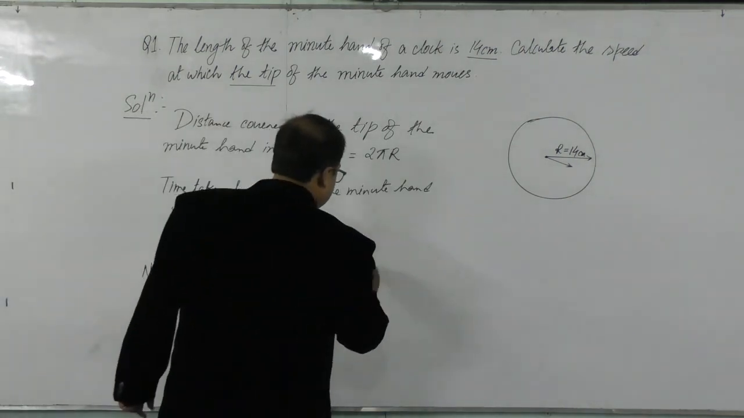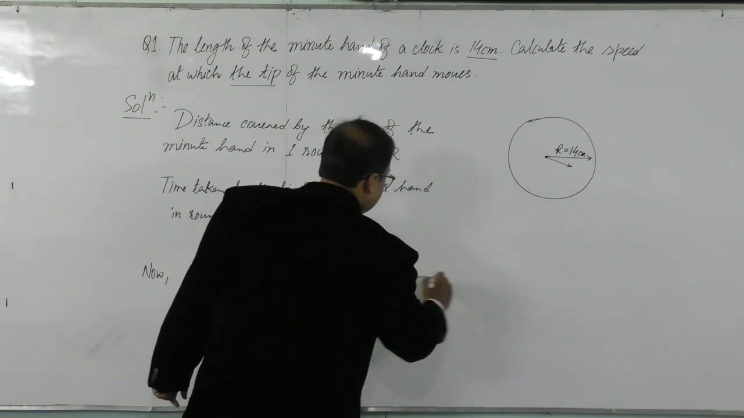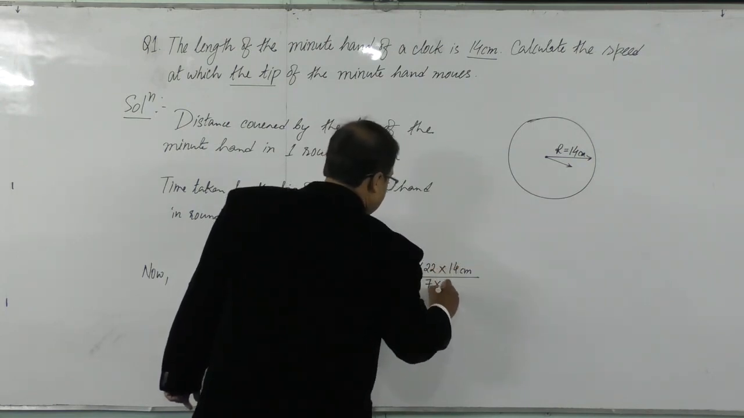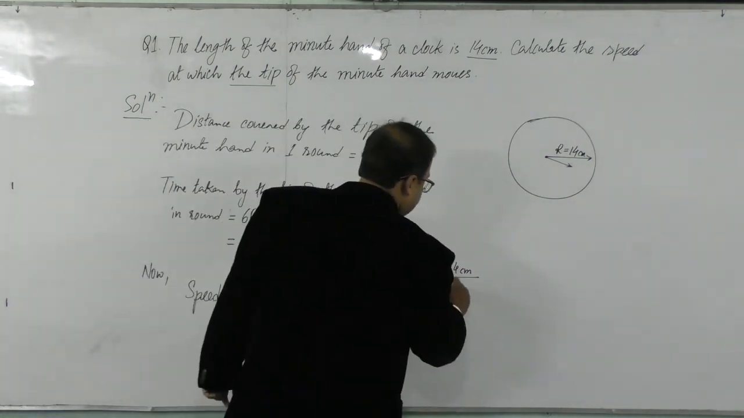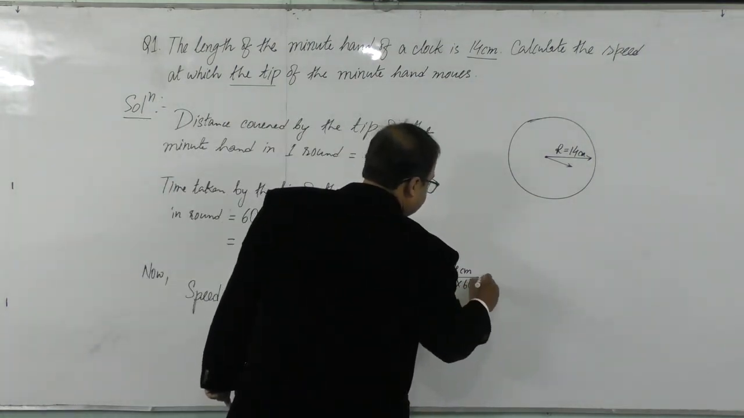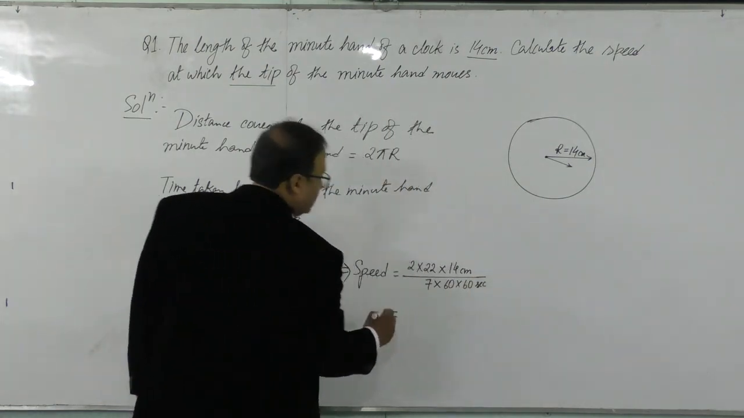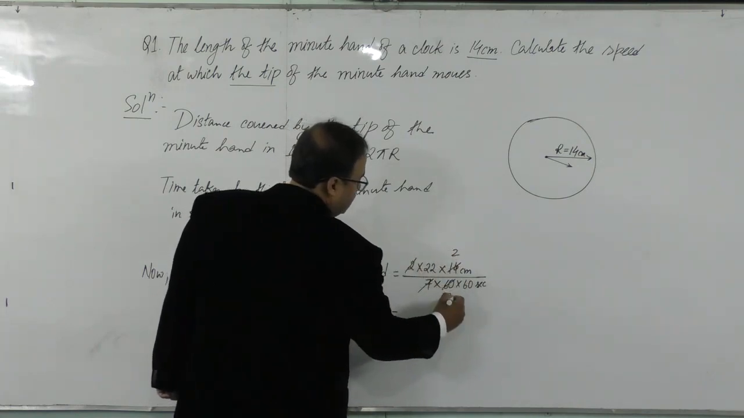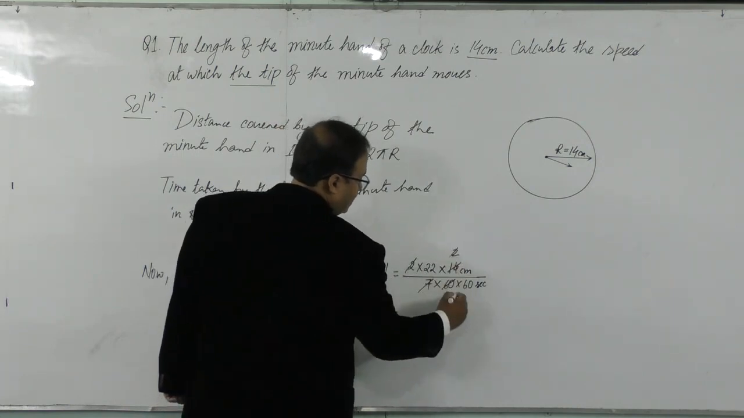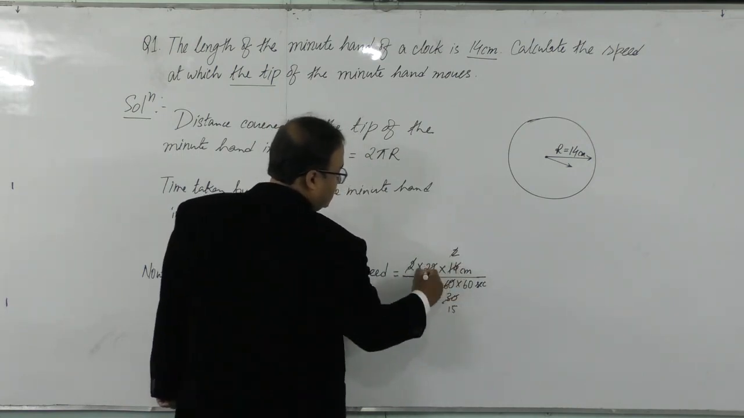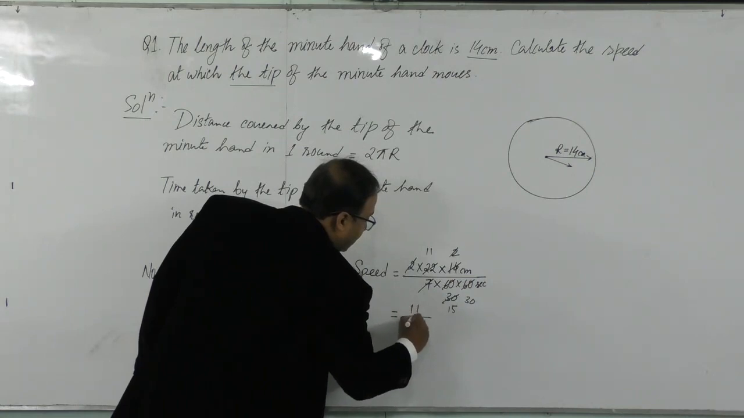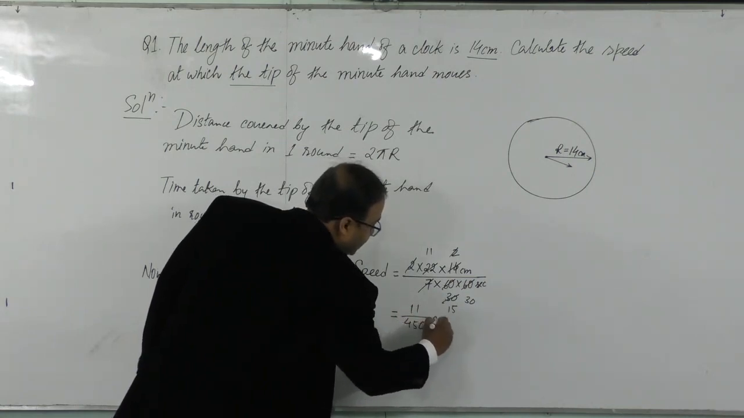So we can write here speed is equals to 2 into 22 by 7 into radius is 14 centimeter, and the time here is 60 into 60 seconds. If you do the calculation here, it's twice 30 here, 15 here, 11 and 30. So we'll get 11 by 450 centimeter per second.